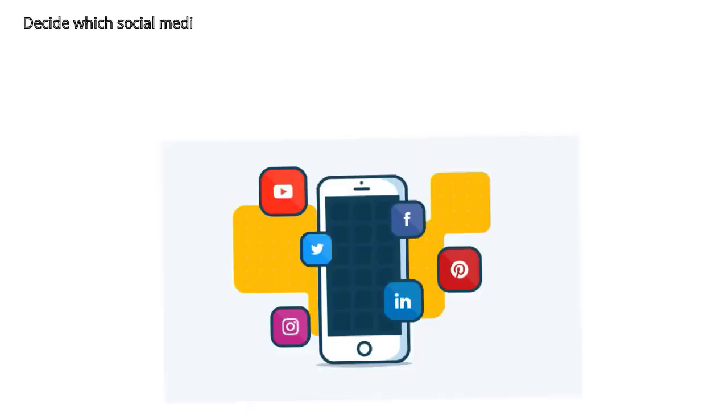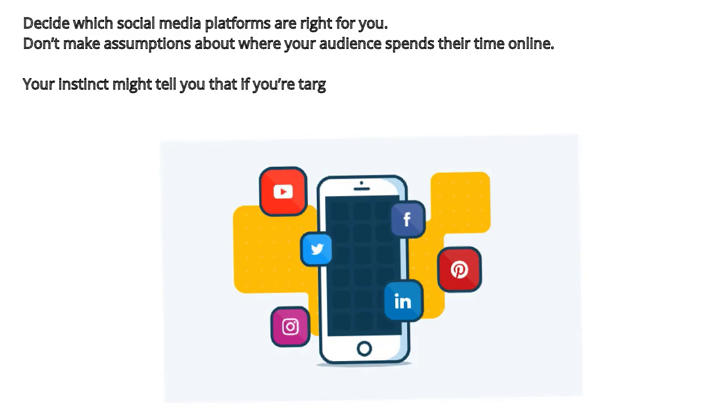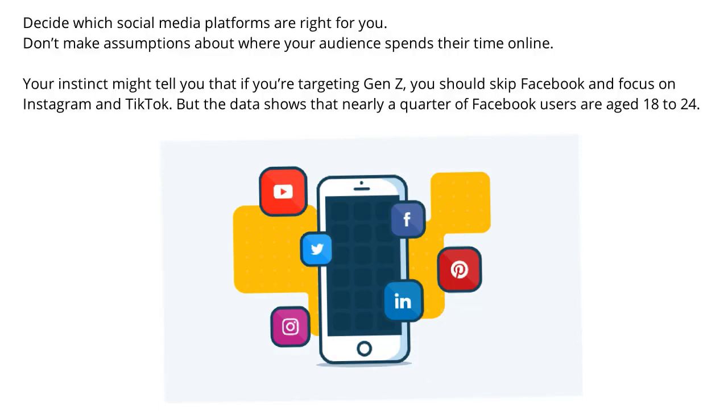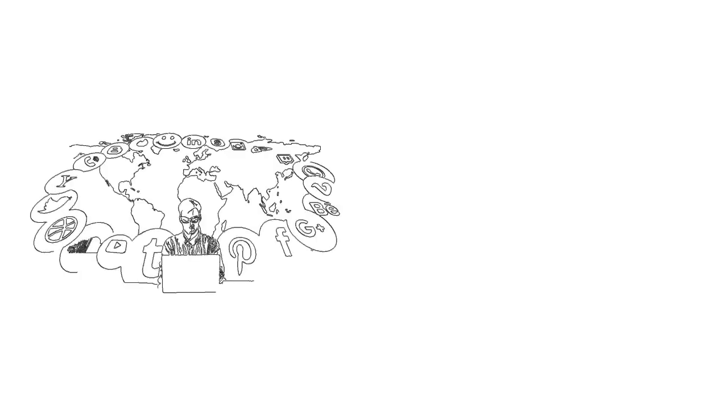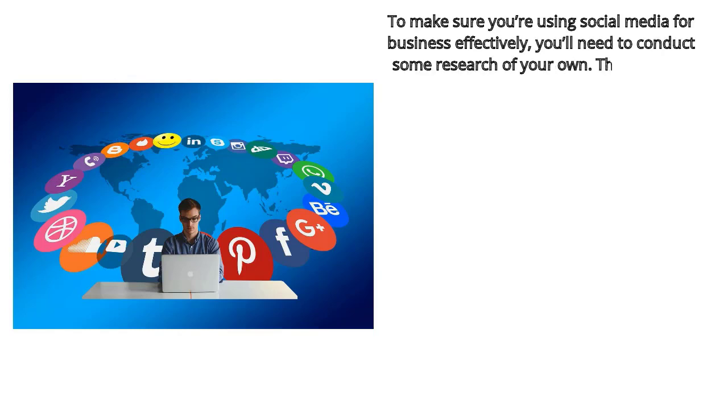Decide which social media platforms are right for you. Don't make assumptions about where your audience spends their time online. Your instinct might tell you that if you're targeting Gen Z, you should skip Facebook and focus on Instagram and TikTok. But the data shows that nearly a quarter of Facebook users are aged 18 to 24. To make sure you're using social media for business effectively, you'll need to conduct some research of your own. This will help you to understand how your specific audience spends their time online.